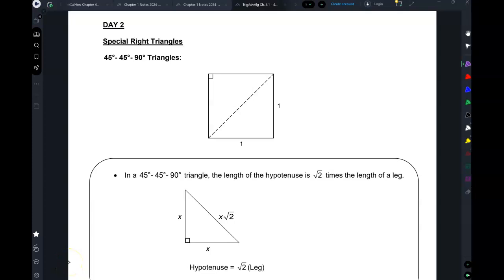So to look at 45, 45, 90 triangles, we start with a square of size 1, right? Everybody loves a square. It's like the simplest shape you can deal with, right? So here's a square. Each side is 1, and each of the angles in the square is 90 degrees, okay? Now, what we're going to do is, with this dashed line, we're going to cut the square into 2, right?